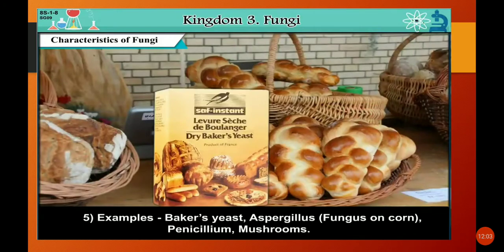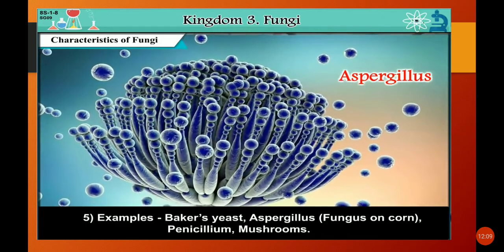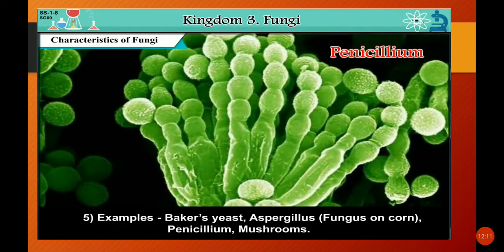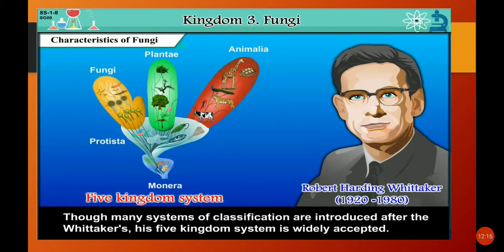5. Examples: baker's yeast, Aspergillus, that is fungus on corn, Penicillium, mushrooms. Though many systems of classification were introduced after Whittaker, his 5-kingdom system is widely accepted.